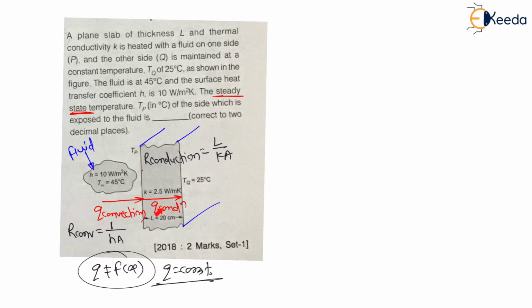Now my dear students, here if I draw thermal analogy, if I draw the circuit, from temperature T infinity, which is at 45 degrees Celsius, to the temperature Tp, that is the left side of the slab, there will be a convection resistance. Therefore from T infinity to Tp, the temperature at P, there will be an R convection. This convection resistance is nothing but 1 upon hA.